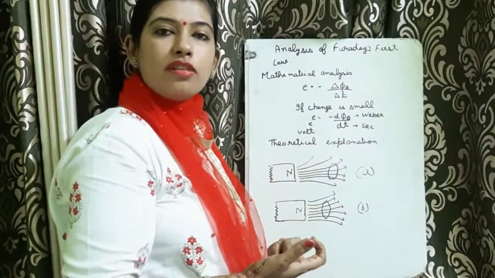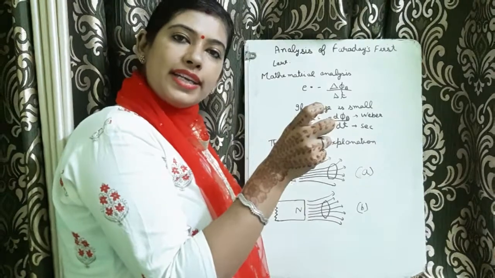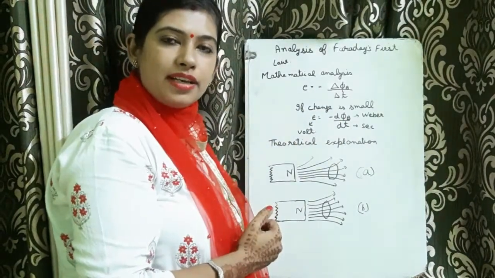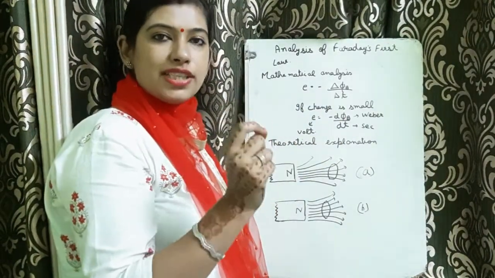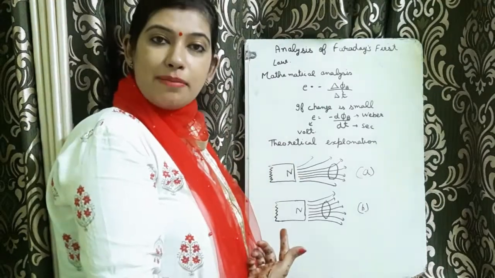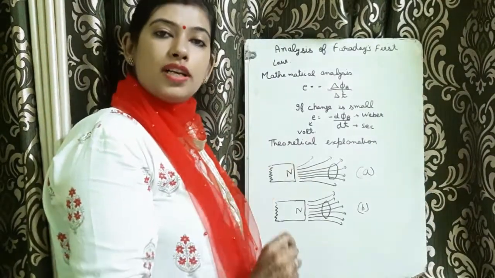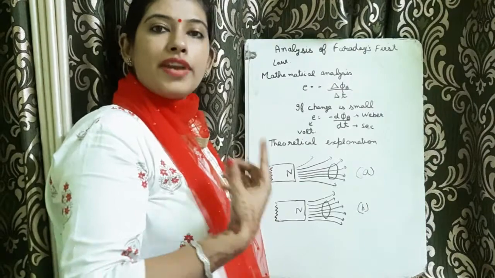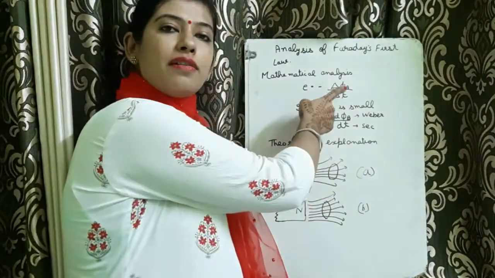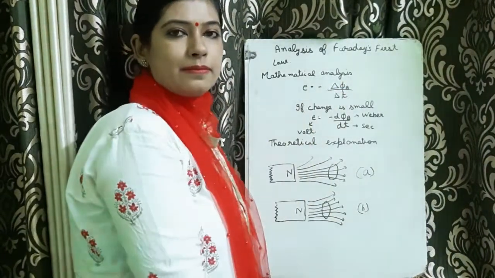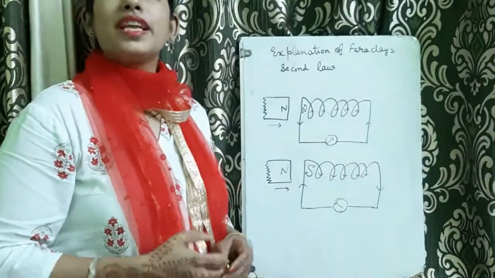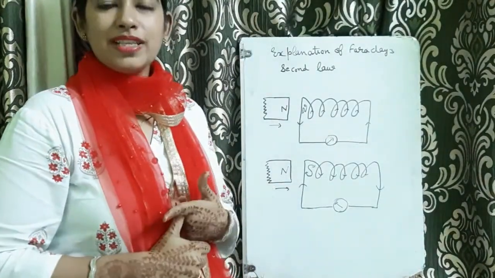Rate of change means any quantity divided by a time interval; we call it rate of change. So, the induced EMF in the circuit is equal to the negative of the rate of change of magnetic flux through the circuit. Faraday's first law is also known as Neumann's law.